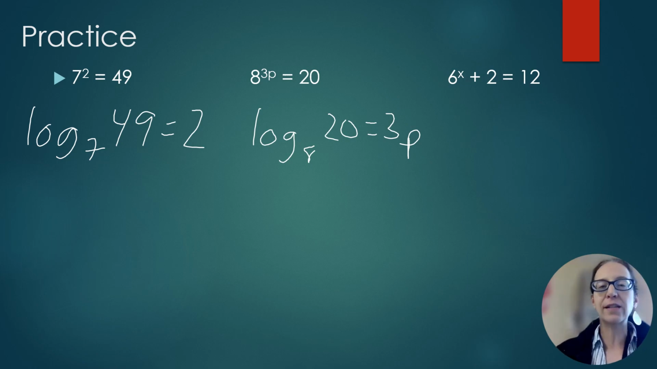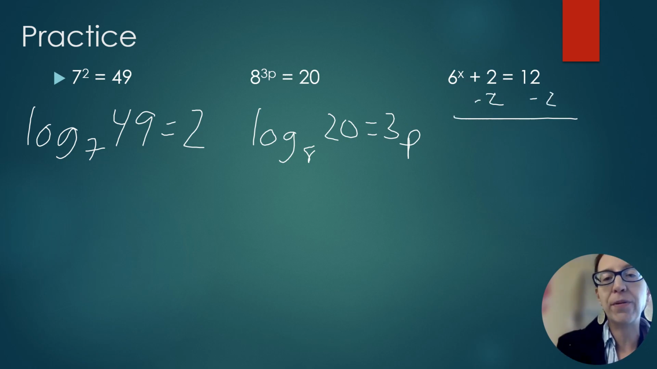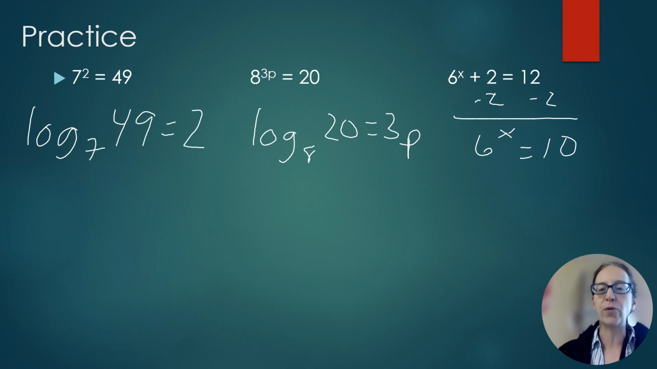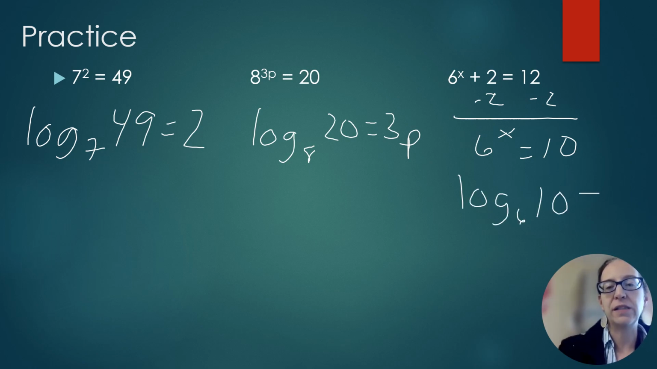Now, this last one is like the last one on the previous slide, where you do need to deal with that plus 2, because that plus 2 is not part of the exponent. And so we need to subtract 2 from both sides to get 6 to the x equals 10. And now I have something in a form that I can change over. So we would have log base 6 of 10 is equal to x.